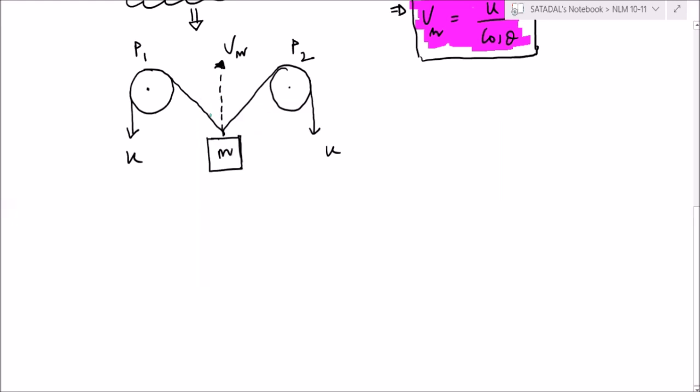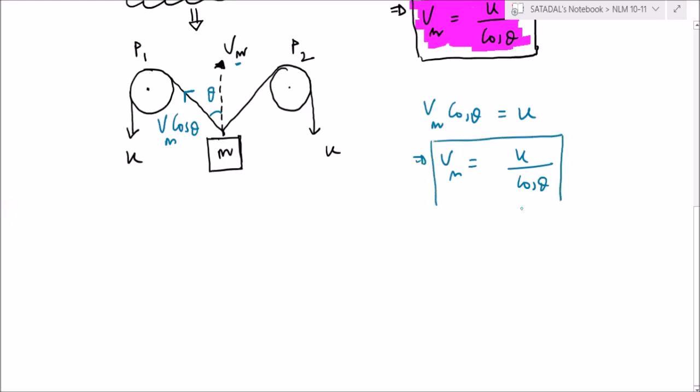What is this? This is theta, no? See everyone in the diagram. Component of VM along the rope, how much? VM cos theta, right? Okay. Equation done. VM cos theta is equal to U. VM is equal to U by cos theta. That's the answer.